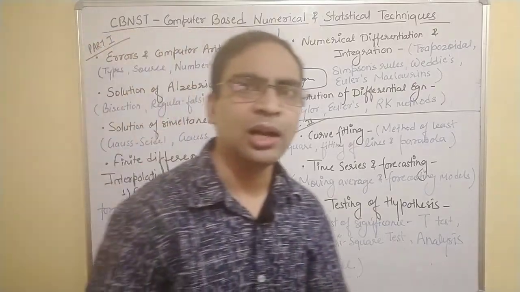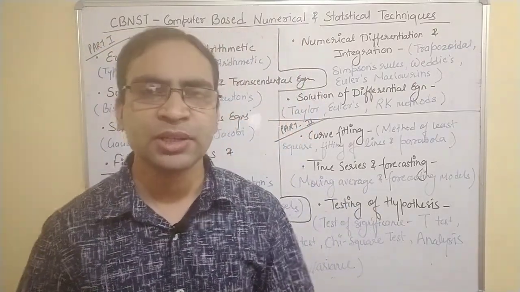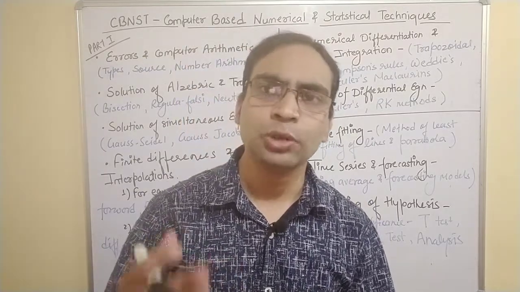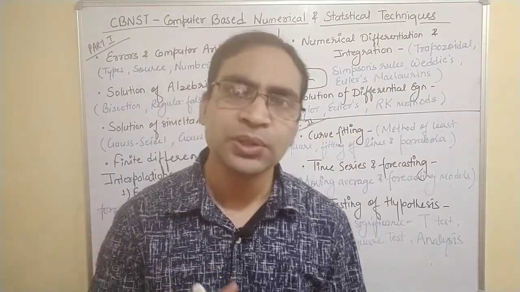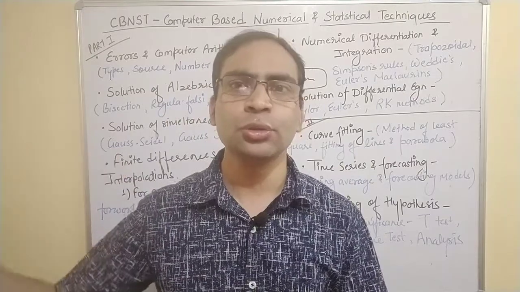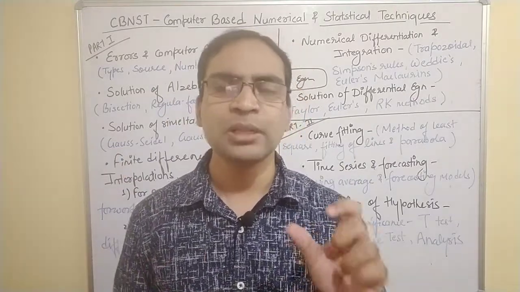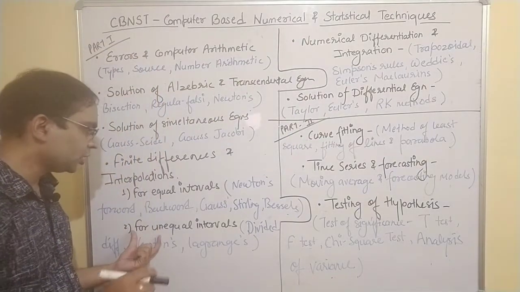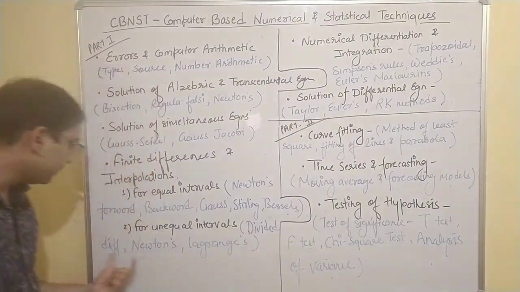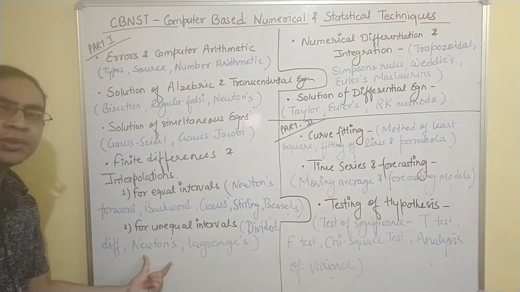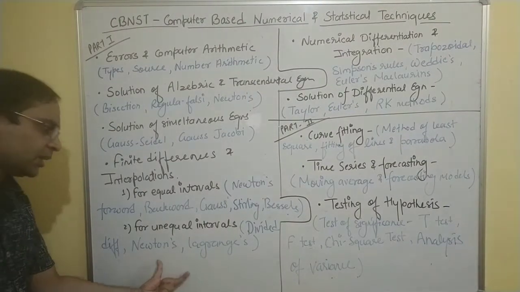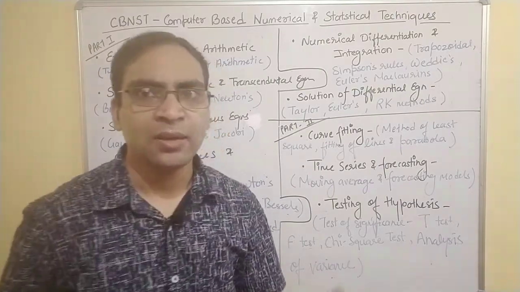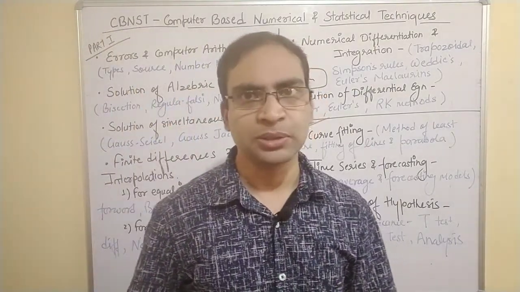If we have data with different gaps, let's say data in 1995, then data in 2002, then data in 2007, then data in 2020, you can see the gaps are not equal. In that case we need to apply other interpolation formulas, divided difference formulas. We will study Newton's formulas, and we will be studying Lagrange's interpolation formulas for unequal intervals.